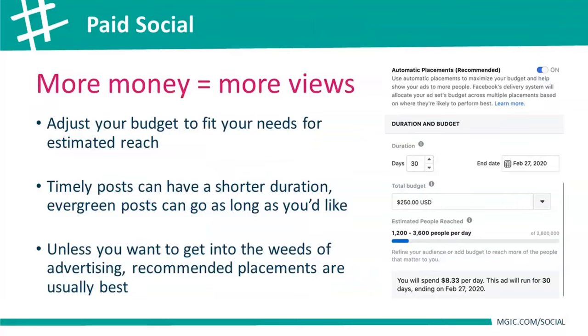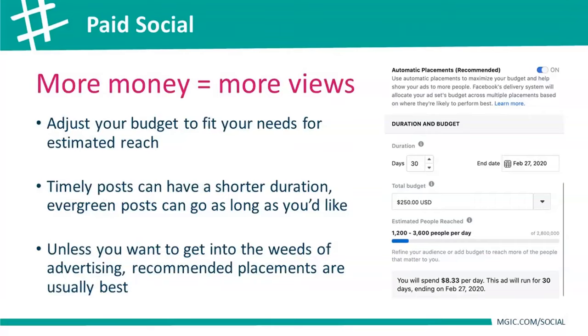Now, the number of people that see your post is going to be pretty simple. The more money you spend, the more Facebook is going to promote it. And so you can actually see in real time as you adjust your budget how many people Facebook estimates are going to like your post. So you can decide how much money you want to spend, but it's nice to just know, hey, this many people are going to see it per day.